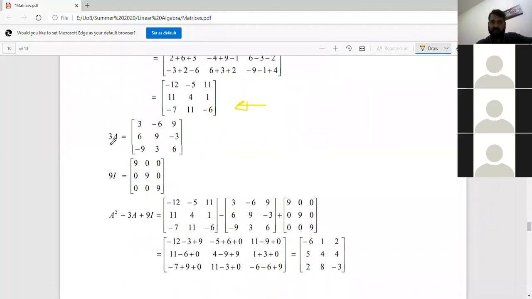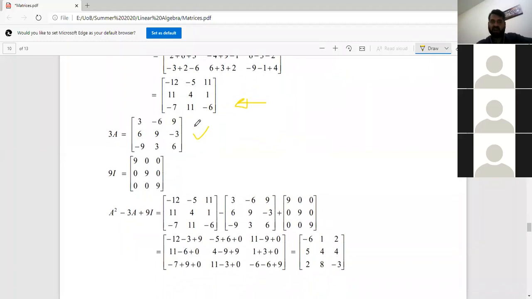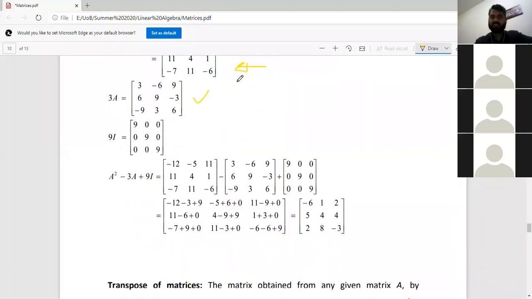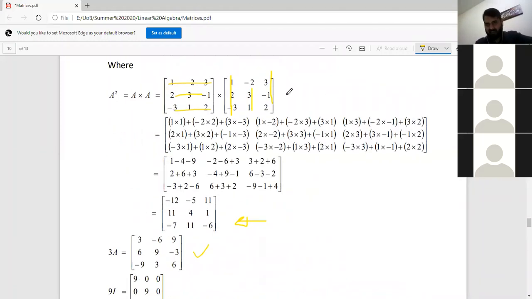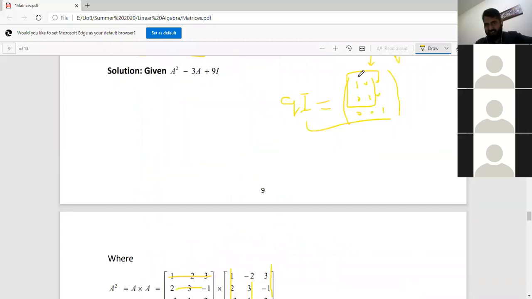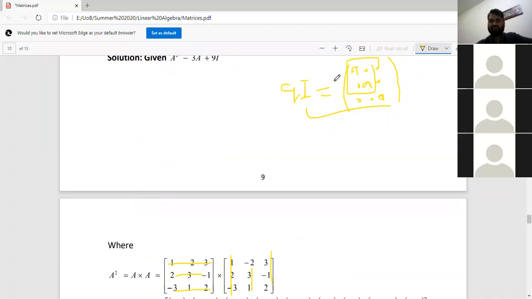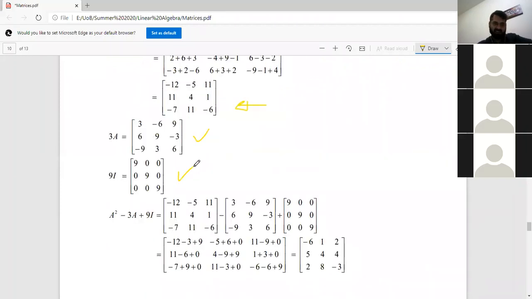3A means multiply 3 with A. So this is what you got. 9 into I means multiply 9 with this I. You see, if I multiply 9 here, I will get 9 in my diagonal. That's it. Because all others are 0, they will remain 0. So I will get 9 in the diagonal. So here I got 9 in the diagonal.